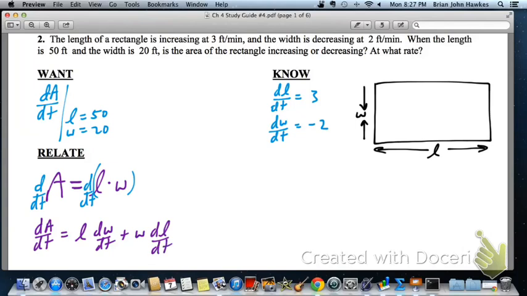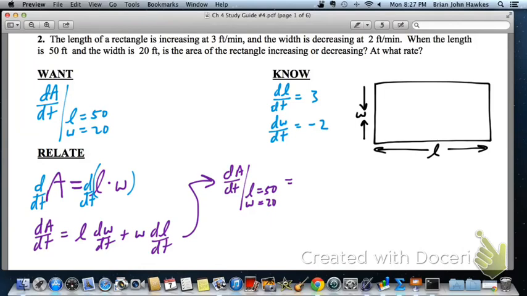Okay, and then let's put our work right up here, and so that's our dA/dt, and that's exactly what we want. But we want the dA/dt at the precise moment when the L is 50 and the W, width, is 20. They're all in feet, right? Feet per minute, feet per minute, feet and feet. Okay, just got to make sure. Sometimes you get rates that are different and you have to convert.